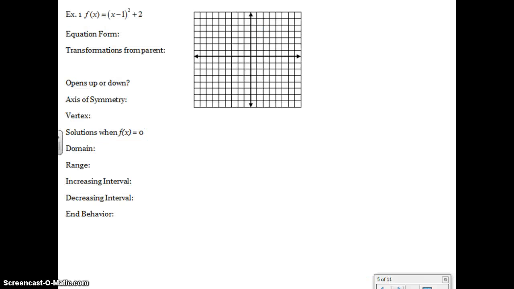So let's try to put this into action. With this first one, this equation is in vertex form. That's the new form that we learned for a quadratic function. It's in vertex form. And for the transformations, I know that it has this minus 1 and it has the plus 2. The minus 1 moves my function to the right one.